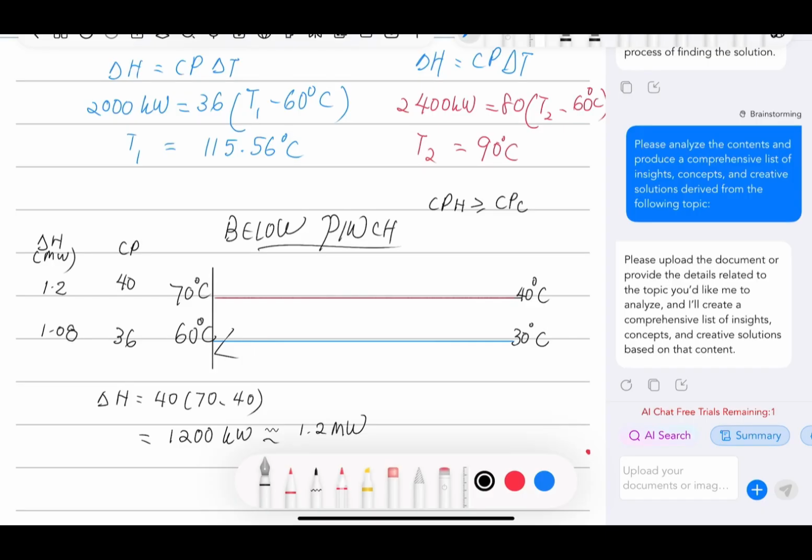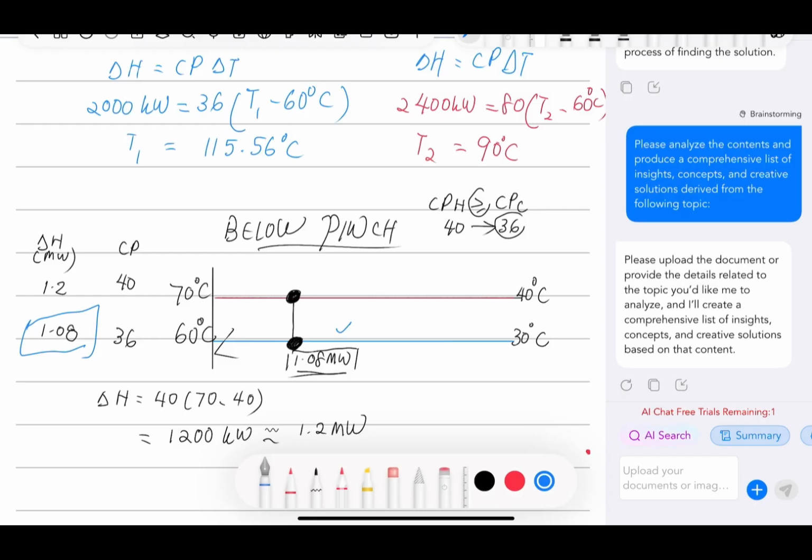Okay, now write the CP in descending order. So for hot stream 40 and for cold stream is 36. So you can see that the CP for hot stream is greater than the value of CPC. So we can directly pair between these two. So let's start pairing. So we're going to have one heat exchanger with a duty of 1.08 megawatt. Okay, now we can take this because it's already satisfied the delta H value.